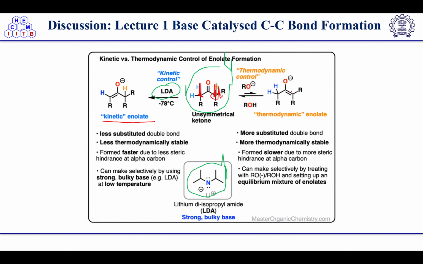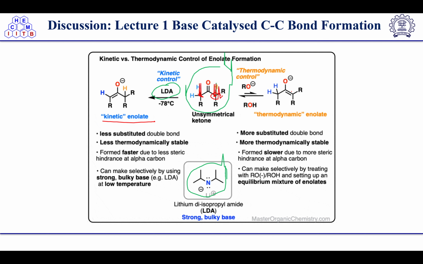So this is the basic difference. Always, a bulkier base will abstract the proton from the less hindered side. Kinetic enolates are preferred because of the hindrance problem, and that's why it's a faster reaction. The kinetic enolates always form faster due to less steric hindrance at the alpha carbon. But in the case of the thermodynamic control reaction, the reaction is slower due to the steric hindrance. You can control this type of reaction by using a bulkier base at low temperature.